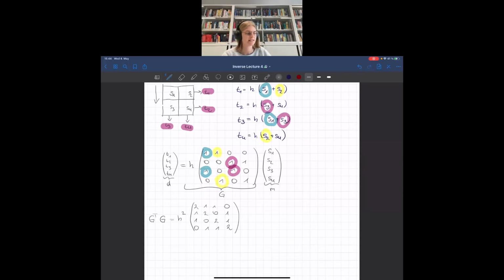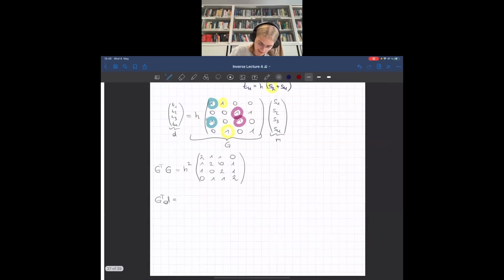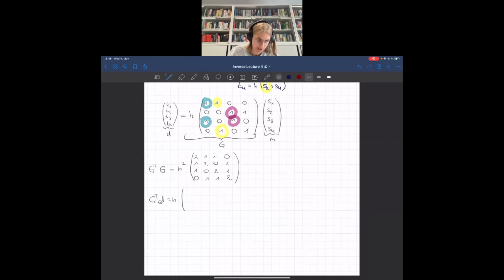So we end up with this matrix here. It is a square matrix, so it looks rather nice and good at the moment. Let's calculate the right-hand side. We will end up with this weighting factor H, and then we have T1 plus T3, T1 plus T4, T2 plus T3, and then T2 plus T4.